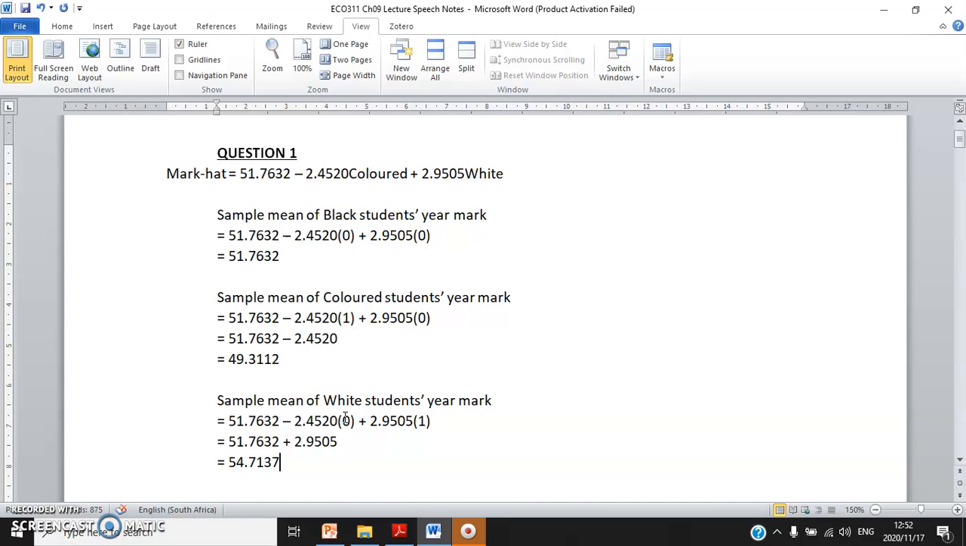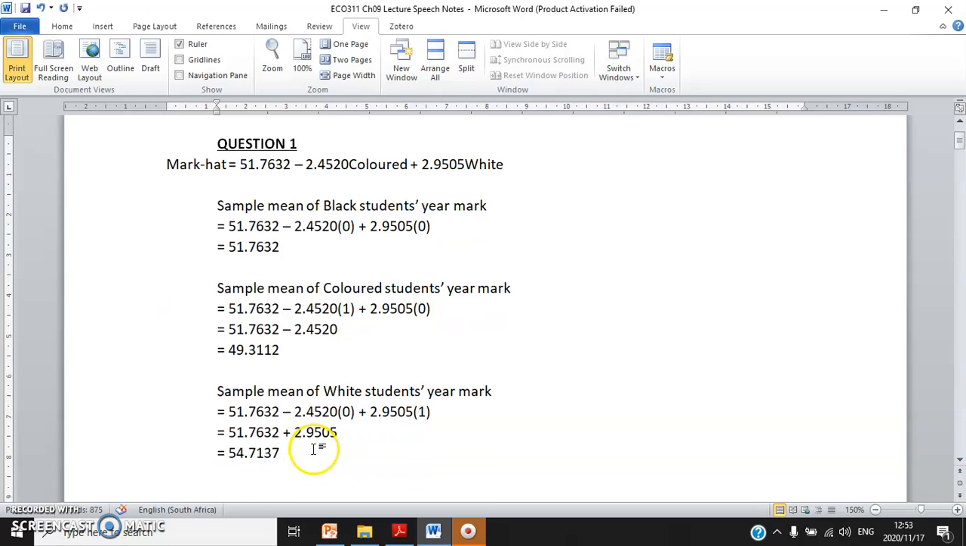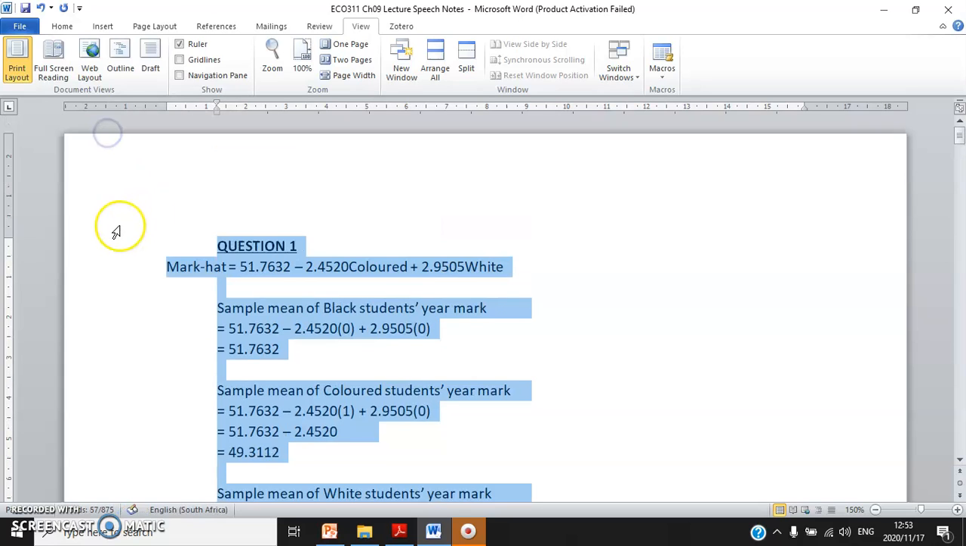Remember, it's only the mean, okay? We never know about the deviation or the variance. Highest mean for the white students, 54 point something, followed by black students as the second best performing group, 51 point something on average. And finally, for the colored students, 49 point something on average. Okay, I hope you are happy with this question and the ANOVA model.